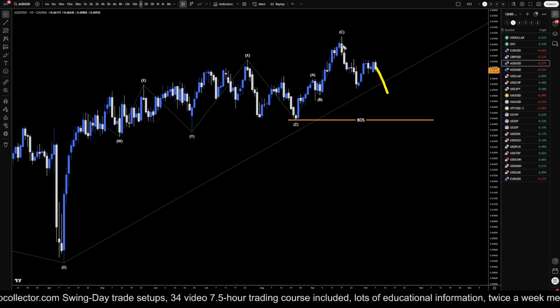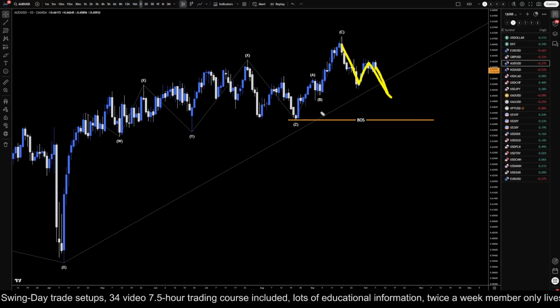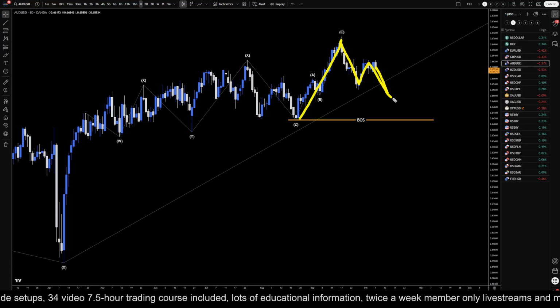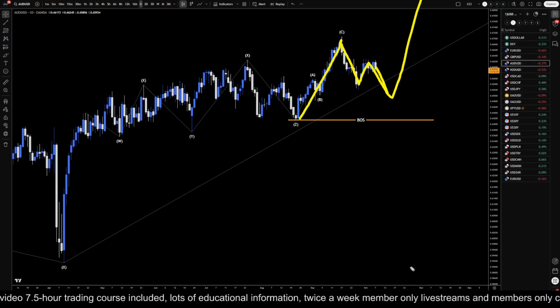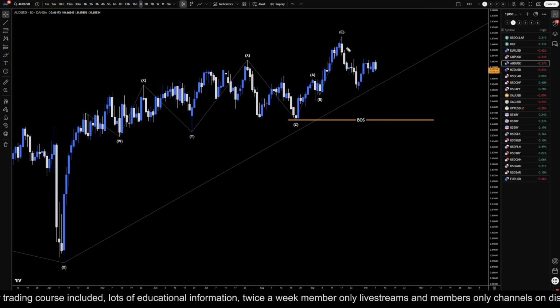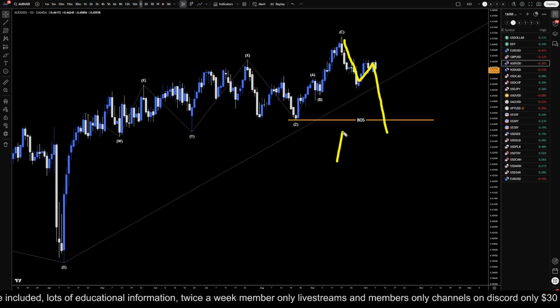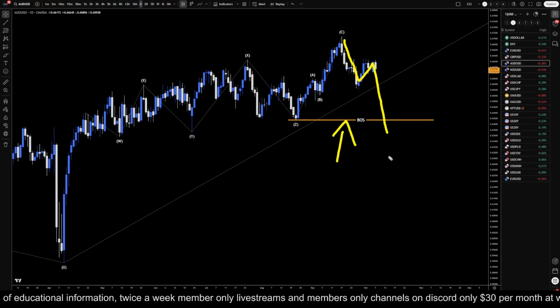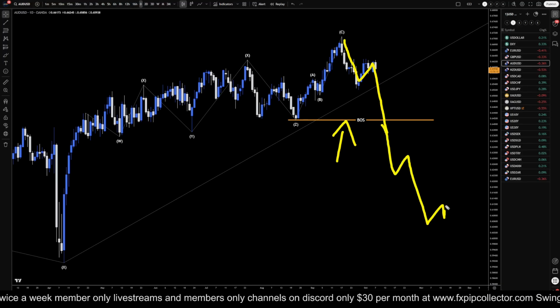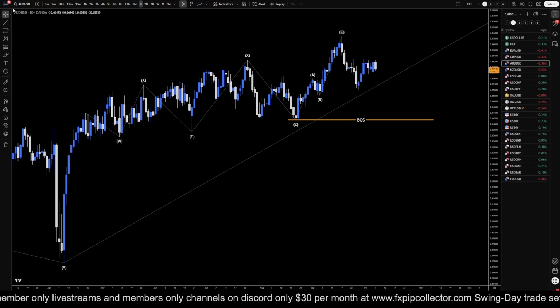The question really is, is this going to be like an ABC pullback to the last move up, meaning that it's going to make a new high and then eventually go down like that? Or is this going to turn into like a 1, 2, 3, go down and give us a weekly time frame break of structure, proving that this is not an uptrend on the weekly and it actually is turning into a downtrend? So either way, we would be trading it exactly the same on these time frames.